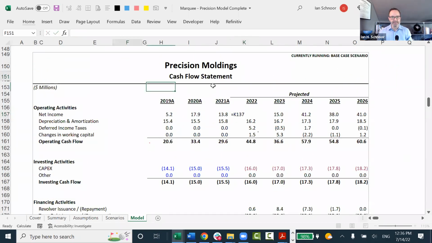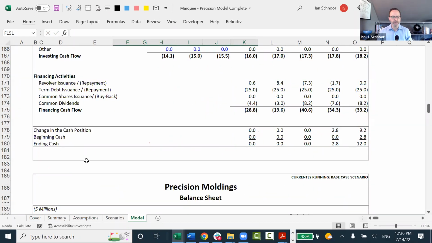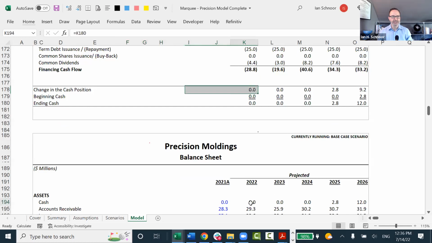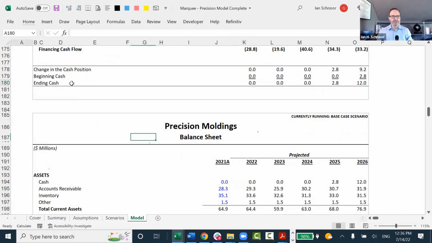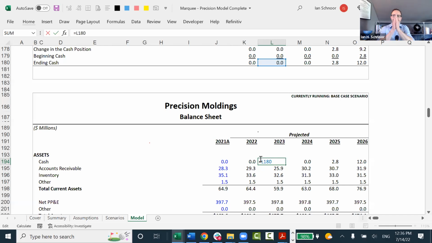My cash flow statement, right? Cash flow statements start with operating activities and they end with the ending cash, of course. Well, if it ends with ending cash, then I have my balance sheet. My balance sheet always starts with cash. And where does the cash come from? Right off the cash flow statement. It's very simple, it's very elegant, and it works really nicely.